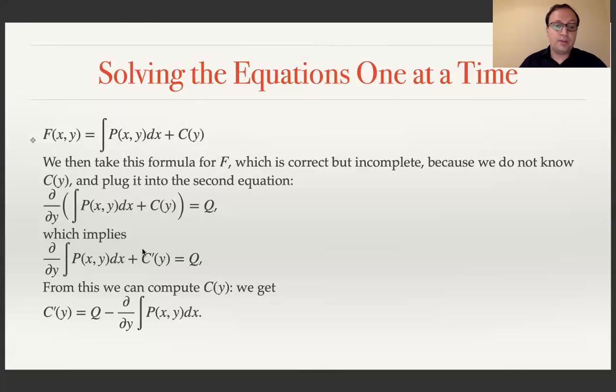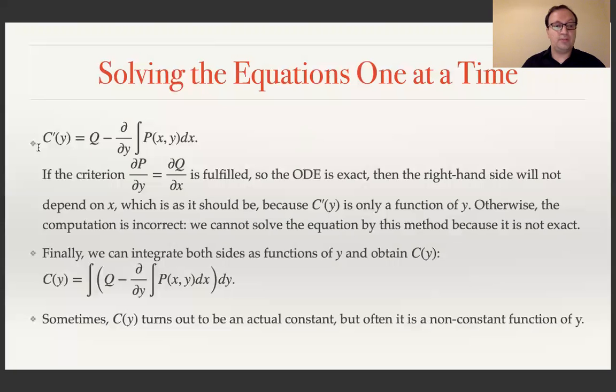And from all this, we want to compute c prime of y, so that we can then compute c of y itself. So from this equation, we get that c prime of y is q minus partial over partial y of this integral. So we have that c prime of y is q minus partial over partial y of the integral of p of x and y dx. And here is where it matters that the equation is exact.